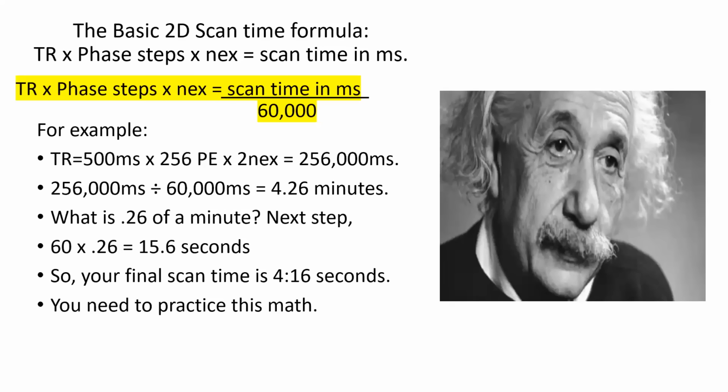Now, here's something that I want to say before we continue. Sometimes they will say, what is your scan time in milliseconds? Easy peasy. TR times phase times NEX. You don't divide by 60,000. They didn't ask you for minutes and seconds. They asked you for a scan time in milliseconds. Slow down, read the question. What are they asking me? They didn't ask me to divide it and make it into minutes and seconds.